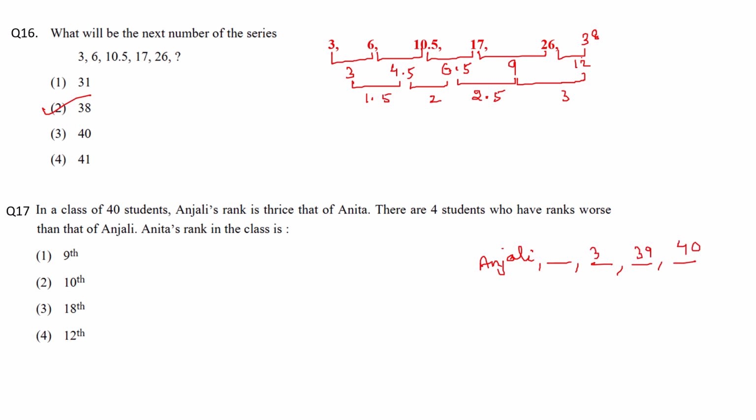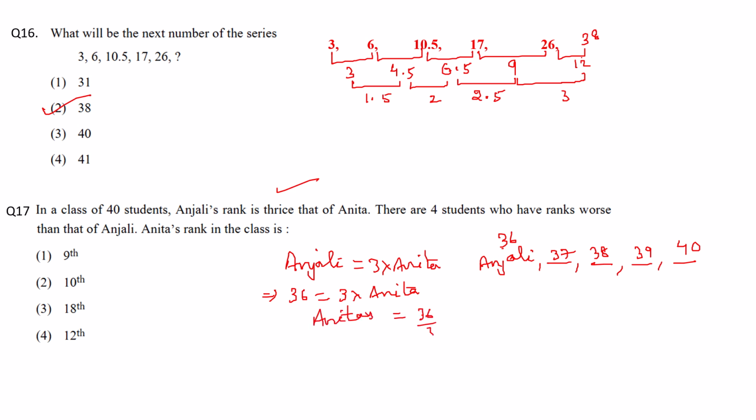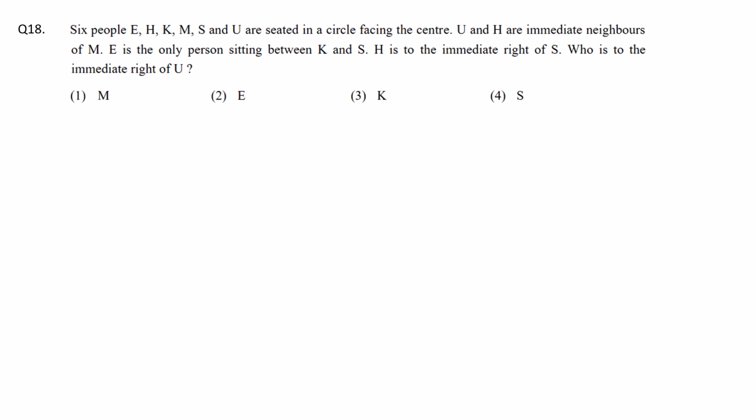This is 39, 38th rank, 37th rank. Anjali's rank is 36. And from the first statement, Anjali's rank is thrice of Anita, and you have to find Anita's rank. Now Anjali's rank, you know, is 36. So 3 into Anita's rank. So Anita's rank will be 36 divided by 3, which will give you 12th rank. Okay, so from here the answer is the 4th option. Now moving to the next question.